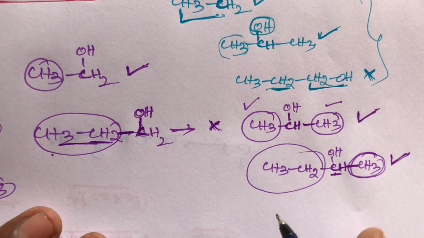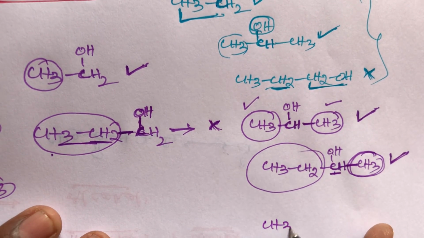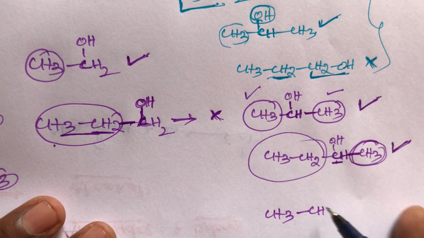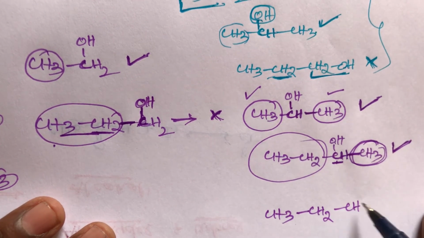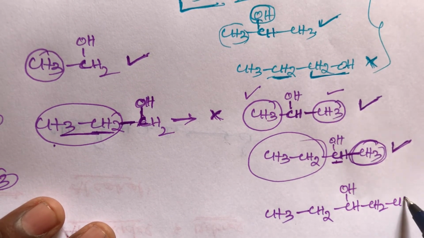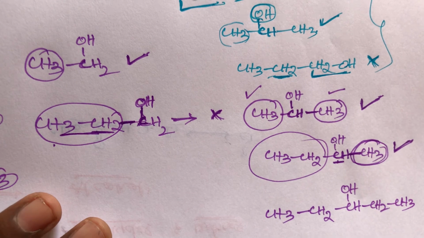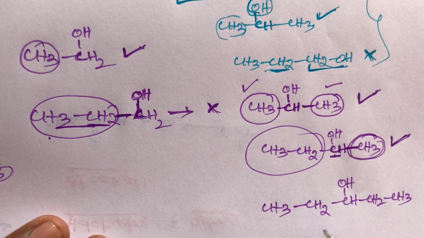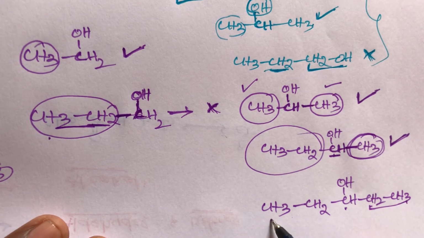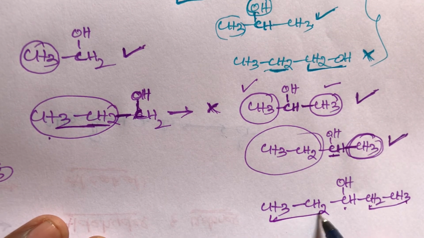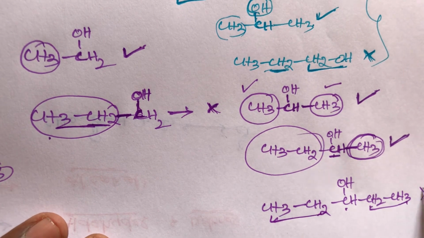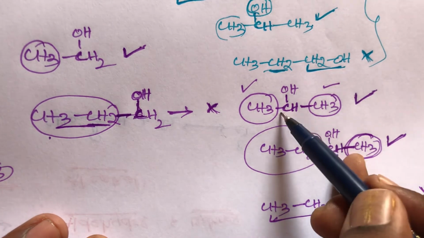Now take one more example, students, CH3-CH2-CHOH-CH2-CH3. What about this compound? This CHOH group is directly connected with an ethyl group on the right-hand side and an ethyl group on the left-hand side. So it does not give the iodoform test. This is also a secondary alcohol.